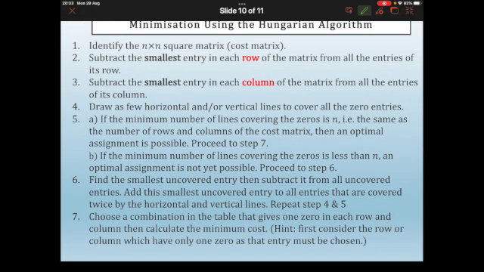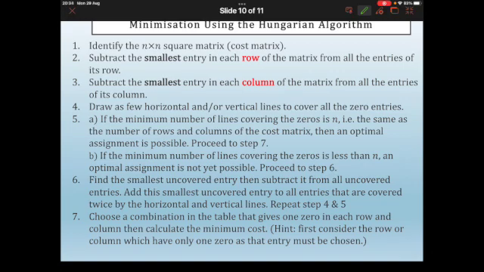Let's just recap. We are doing the minimizing. So you must always identify the n by n square matrix. And then the row reduction, the column reduction. And then draw as few horizontal or vertical lines to cover all the zero entries. So if the minimum number of lines covering the zeros is n, which is the same as the number of rows and columns of a cost matrix, then an optimum assignment is possible. Go to step 7. If not, go to step 6.